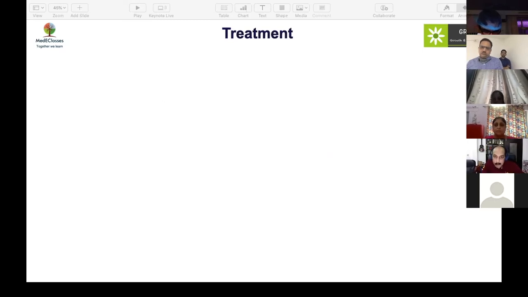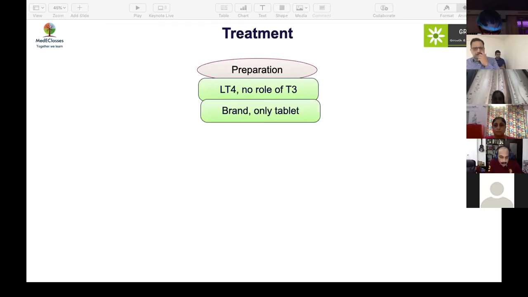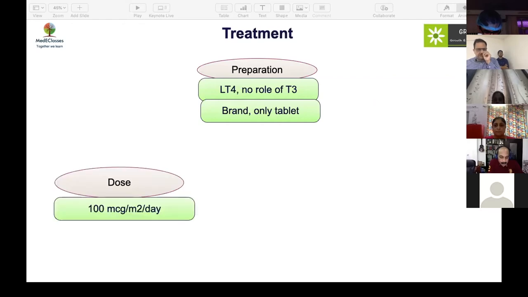See, Dr. Vashvi, this girl has got very high TSH, with definitely low FT4. So we have to start the treatment. So can we have the treatment protocol, please? Yeah, it's coming.